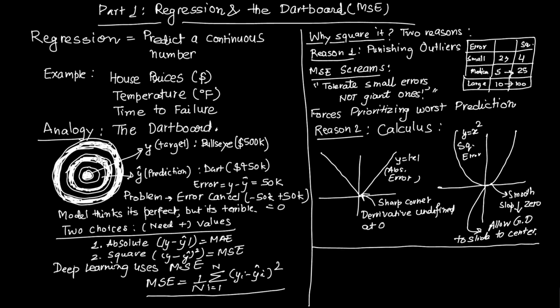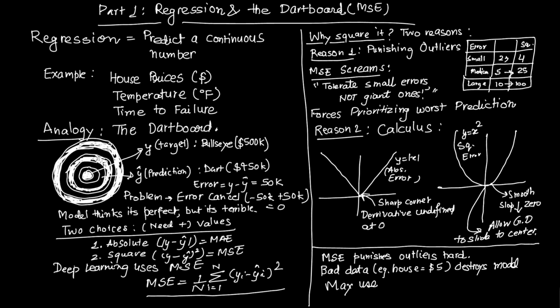However, be careful because MSE punishes outliers so hard. If your dataset has bad data, like a house listed for $5 when it should be $5 million, MSE will destroy your model trying to fit that one typo. In those cases, we might switch to Huber loss, but that's a topic for another day.